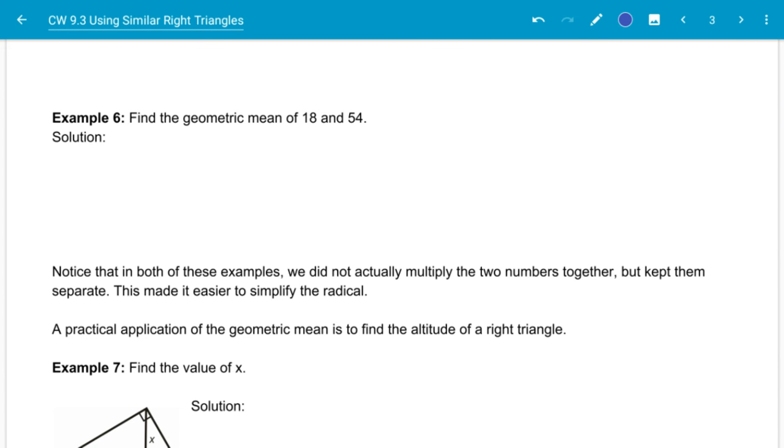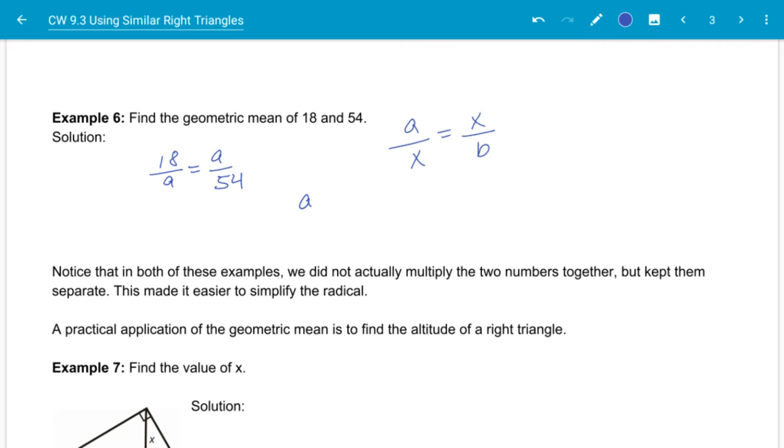Example 6 says find the geometric mean of 18 and 54. So with the geometric mean of 18 and 54, we're going to use the form a over x is equal to x over b. A and b being my extremes, x being my means. I plug in my 18 and my 54.